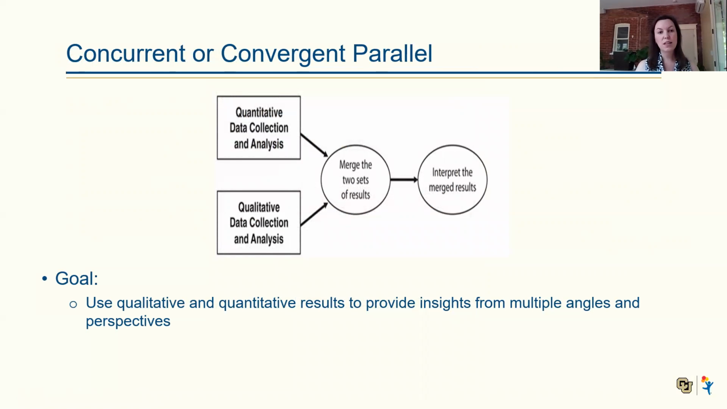Our final study design that we'll be discussing is concurrent or convergent parallel. This is when you are simply collecting your qualitative and your quantitative data at the same time, and you're analyzing at the same time. But then you are really merging the two data sets and interpreting the merged results together.